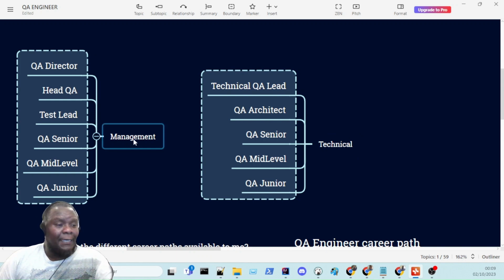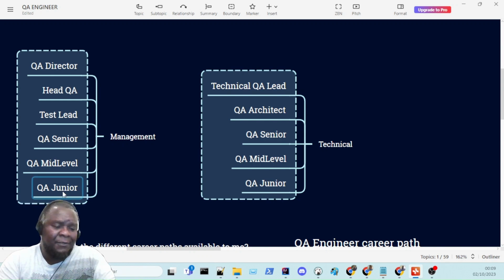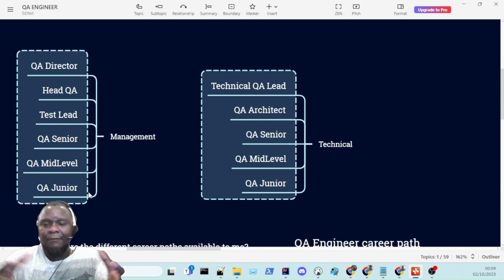So let's start here again. You can start, for example, as a QA junior, or a QA trainee in some countries, or internships, right? Here you're just a junior, you just start in the area, and then you're going to go to the mid level. The QA junior is a person who is just learning all the things they need to work on. Sometimes they need help, and most of the time they need help.